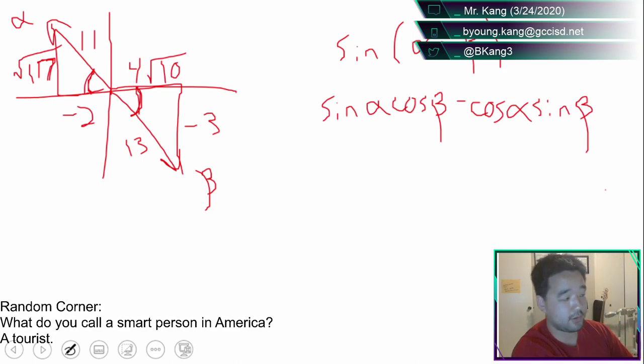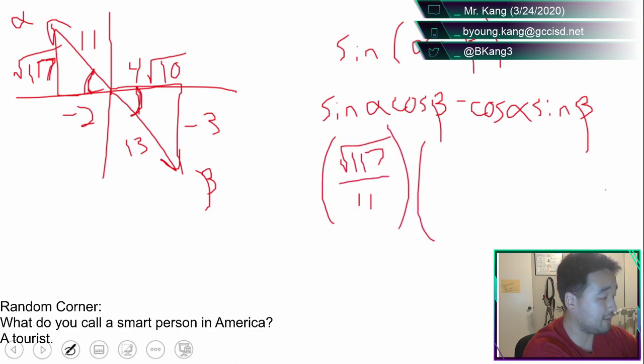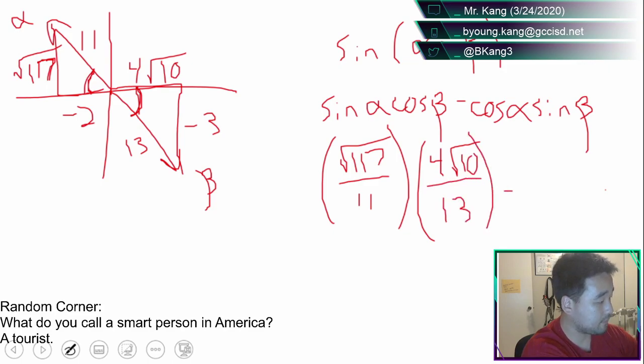Okay, so we've got both triangles labeled. We can figure out sine and cosine of both of those using SOHCAHTOA. So we just need to plug in numbers appropriately. Remember, alpha is up here in quadrant 2, so sine of alpha is opposite over hypotenuse. Cosine beta, so beta is down here in quadrant 4, that's adjacent over hypotenuse. Minus cosine alpha, that's the one they gave us at the beginning, negative 2 over 11. Sine of beta, negative 3 over 13.